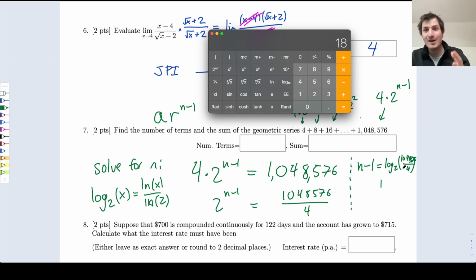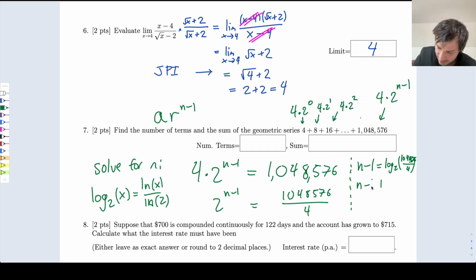So I had to do the log base 2 to figure out what power of 2 is equal to this. And I used the change of base formula because my calculator didn't have a log base 2 button. I highly recommend you check out your calculator before the exam. Does it have a log base 2 button or not? How would you do this type of calculation? So we have n minus 1 equals 18. Nice round number. And therefore n equals 19. N is 19. So there are 19 terms.